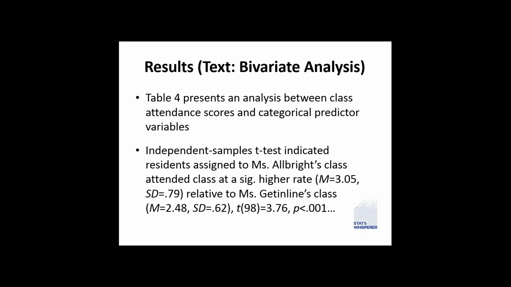And then, of course, we have Table 4 presented in text, right? So Table 4 presents the analysis between class attendance and categorical variables, and then we list each one. Right, so you can see the t-test could just be one sentence. So the t-test indicated residents assigned in Miss Albright's class went at a higher rate, there's the mean, relative to Miss Gettenline's, there's the mean. And then at the end, we have the statistical notation for the t-test, right?